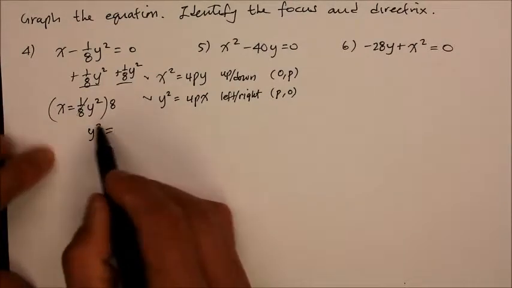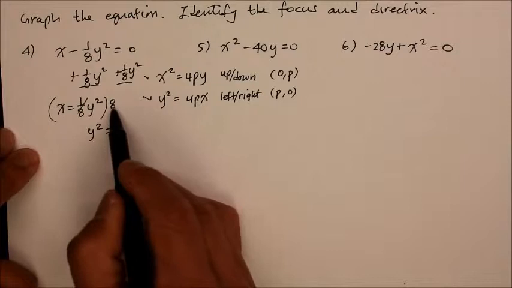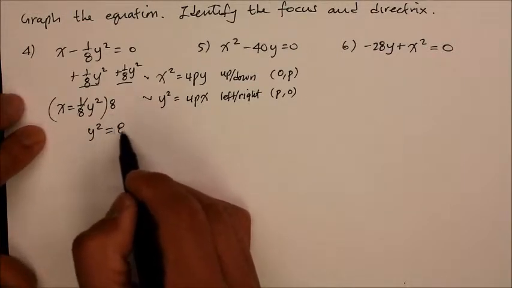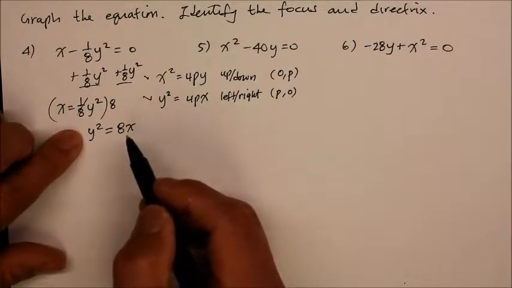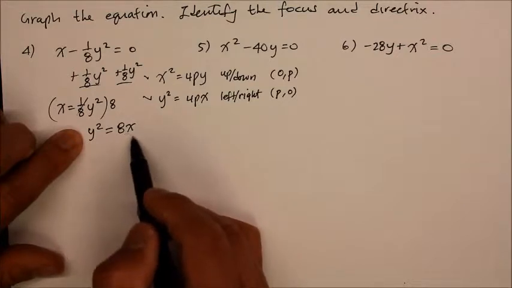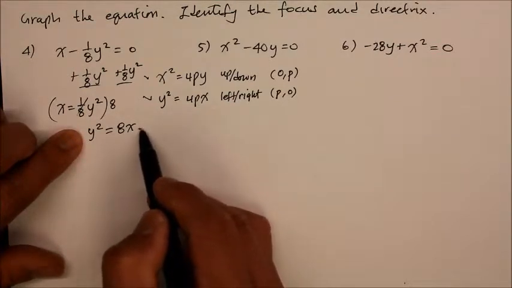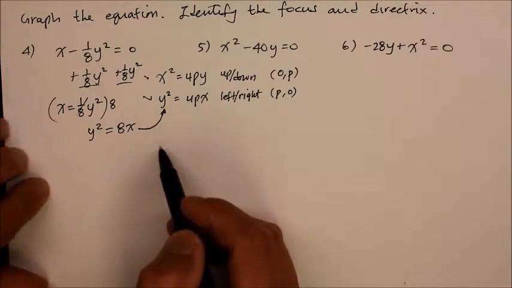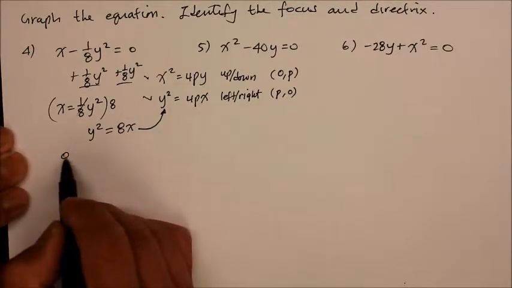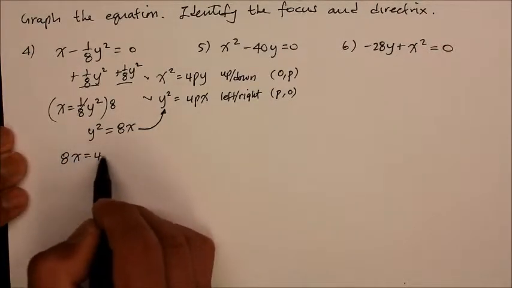And let's use the identity and move them around. And then 8 times x is 8x. So I know what y squared is. y squared is 8x. So you're going to take that 8x and substitute it into that standard form. So we end up getting 8x is equal to 4px.